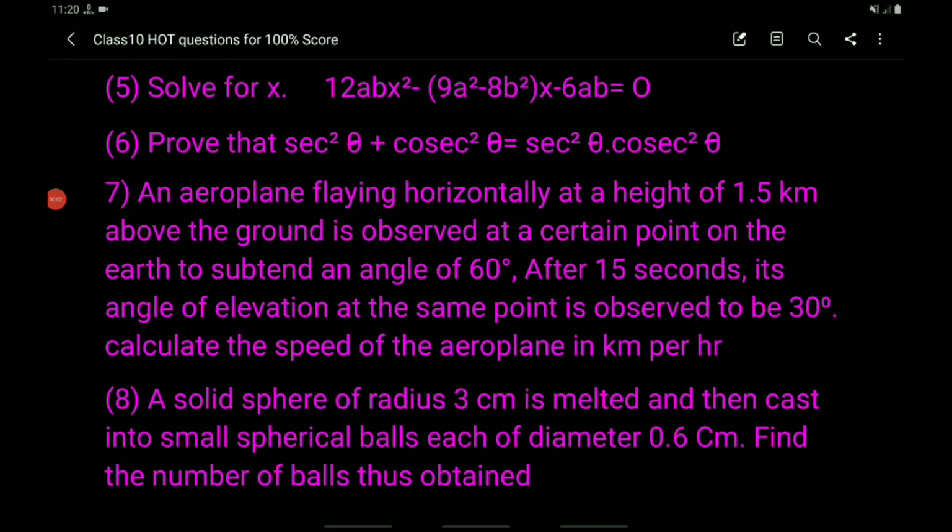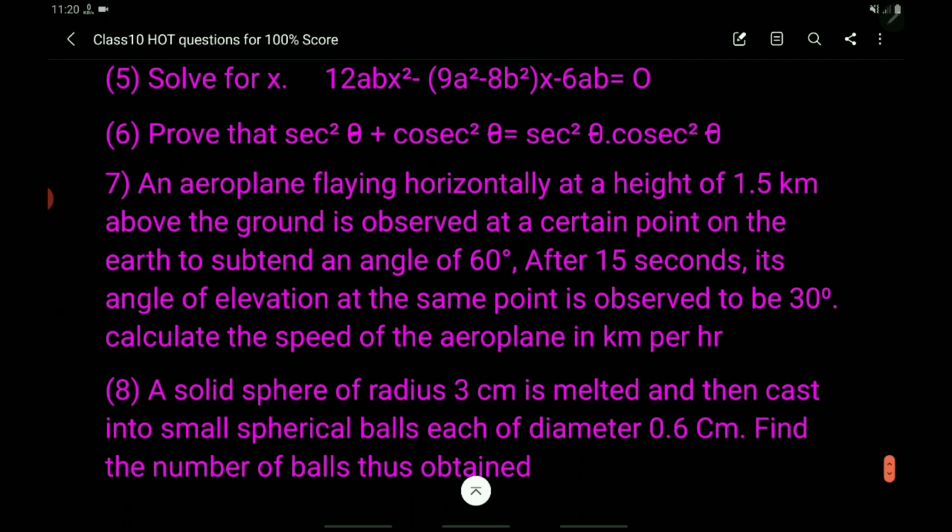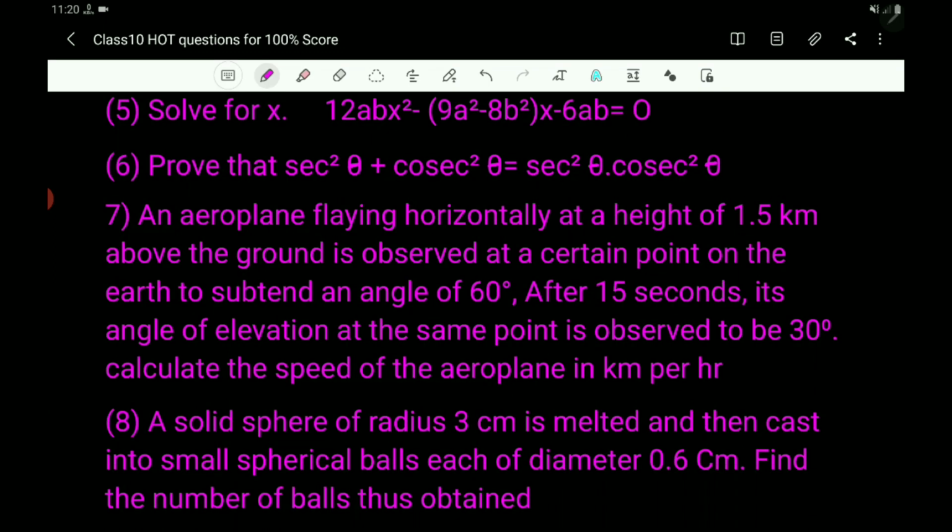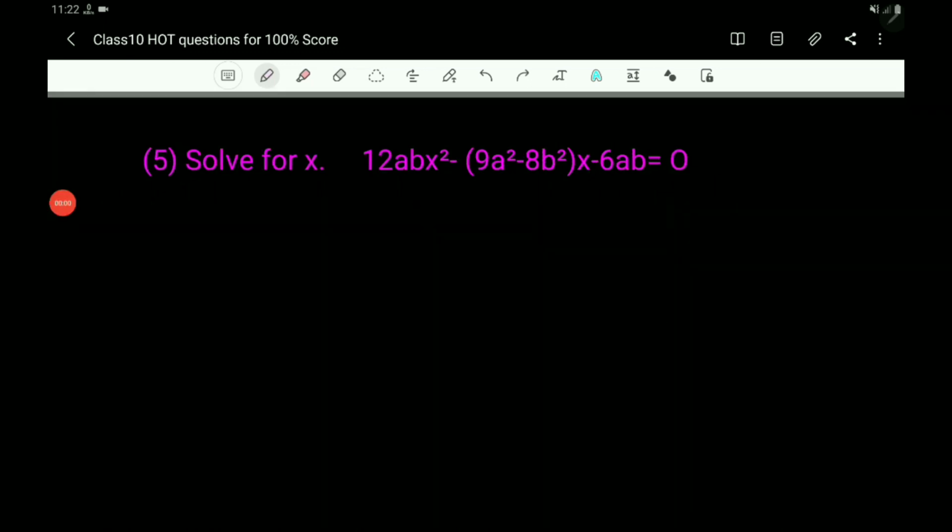Children, it is a continuation of the hard questions for 100% score. Now you take the 5th, 6th, 7th and 8th question. Now let us take the 5th one. So what is that 5th one? Children, you take the 5th question. Solve for x.